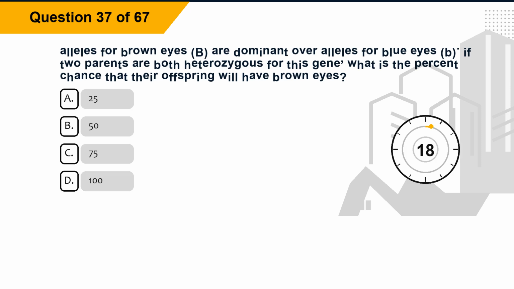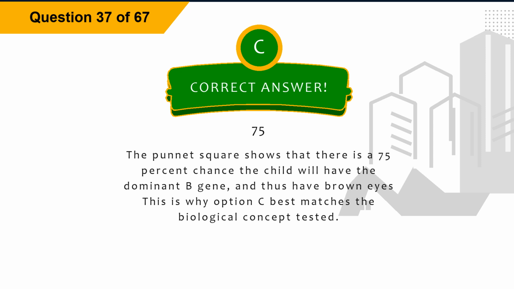Question 37. Alleles for brown eyes, capital B, are dominant over alleles for blue eyes, lowercase b. If two parents are both heterozygous for this gene, what is the percent chance that their offspring will have brown eyes? Option A, 25. Option B, 50. Option C, 75. Option D, 100. The correct answer is option C, 75. Explanation: the Punnett square shows that there is a 75% chance the child will have the dominant B gene, and thus have brown eyes. This is why option C best matches the biological concept tested.